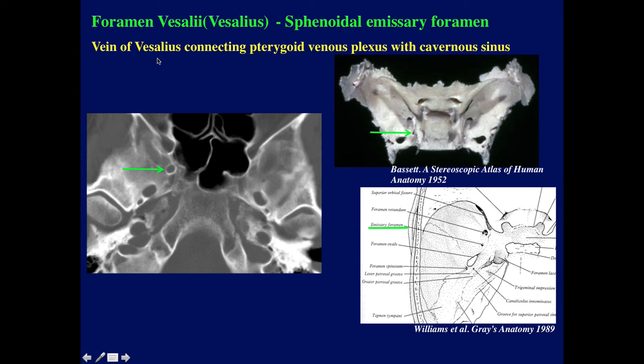The vein of Vesalius connects the pterygoid venous plexus with the cavernous sinus. Here it is, you see in Gray's atlas, it's called the emissary foramen, but was named either by or after Vesalius. It rarely occurs, however it's there, sometimes may be bilateral. The importance of this vein going within it is that sometimes infections from the pterygoid plexus can enter the cavernous sinus. So this is one possible route of this infection.